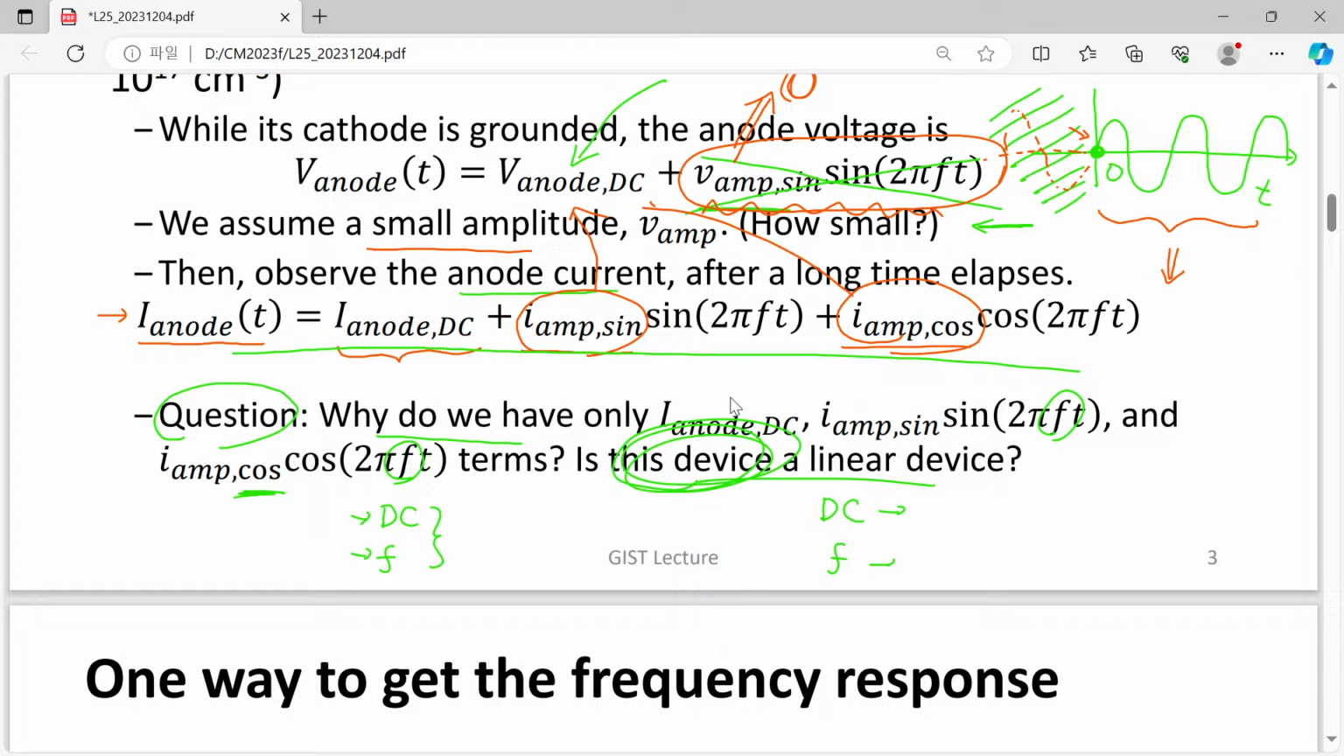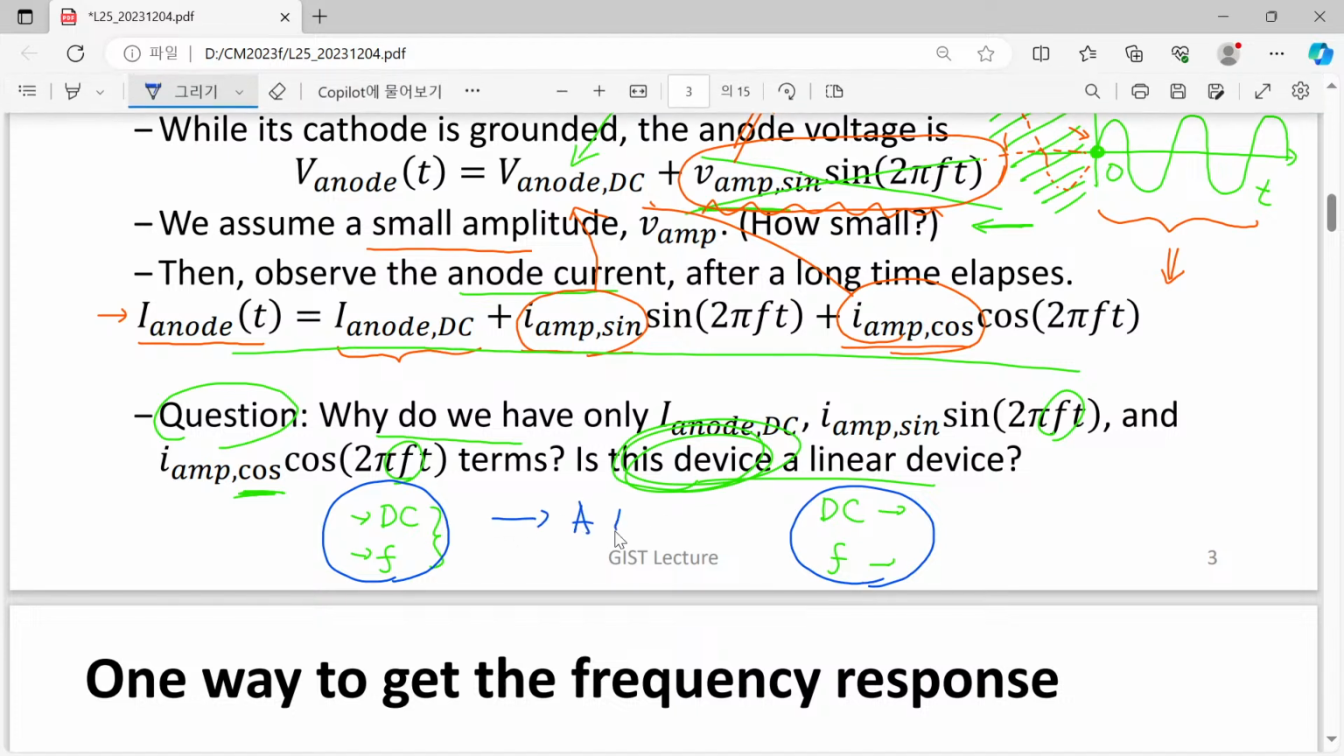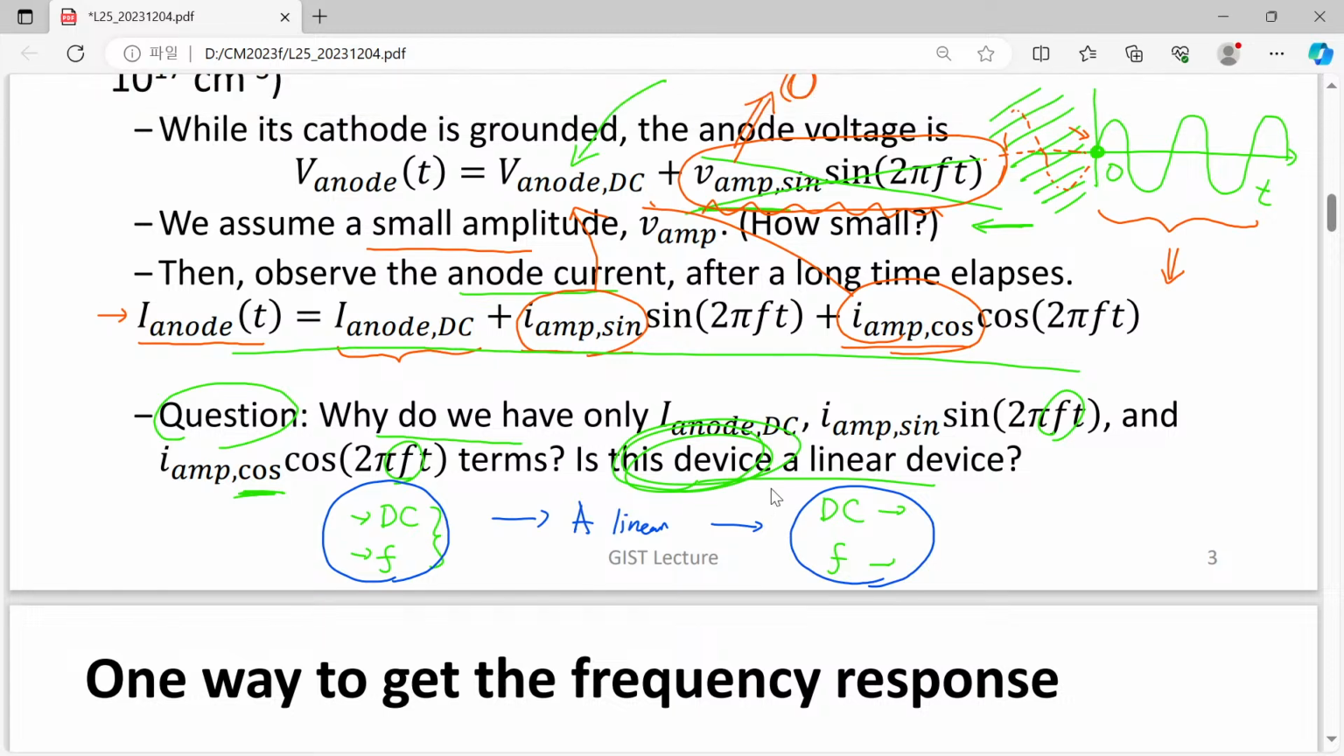However, right now I'm saying that when we have DC and frequency f component, the output will also contain only DC and f component, treated as if a linear system. Certainly, it is not a linear system, it is a nonlinear system, but it is treated as a linear system. Why? So you must feel some contradiction in my discussion.